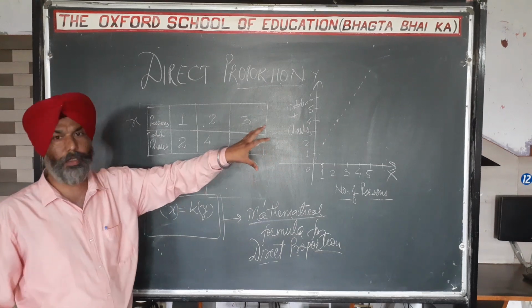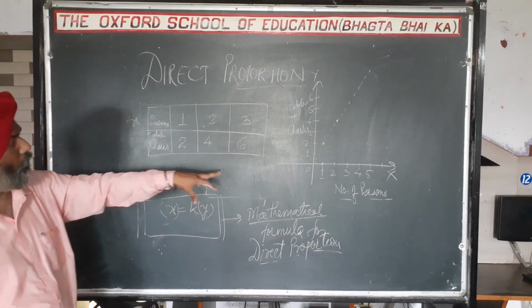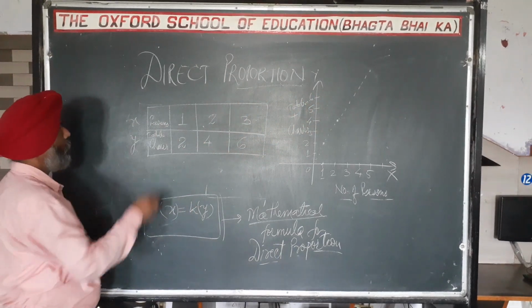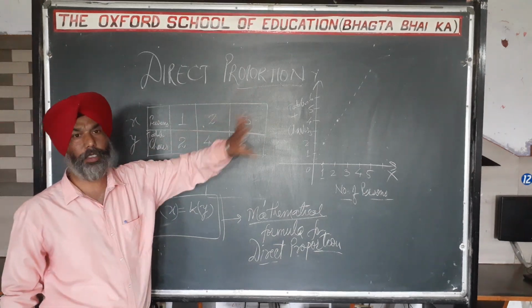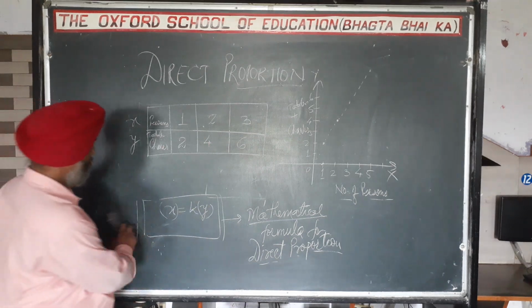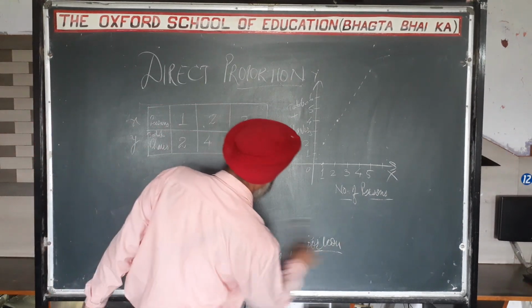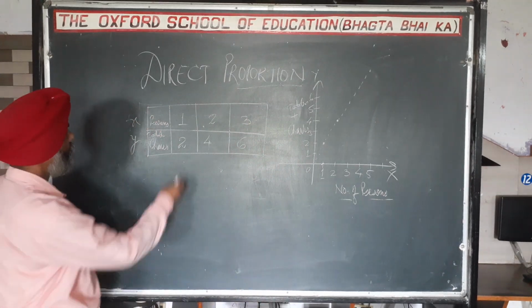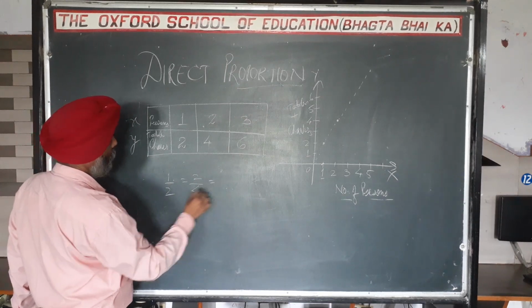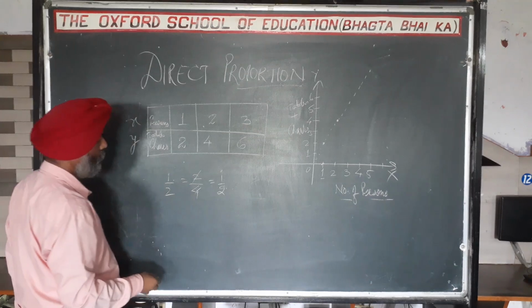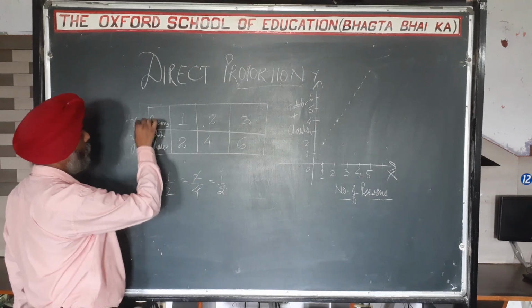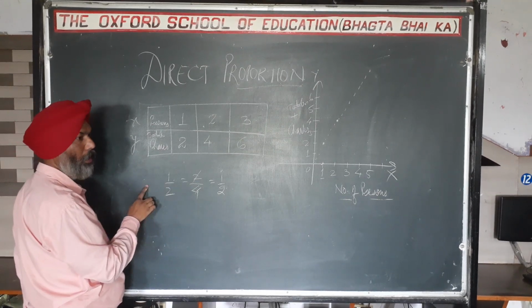So you can tell your kids like this also, students: when this type of graph comes, we say that these quantities x and y are directly proportional to each other. They are related in a direct proportional manner. I want to check this for the same example: 1/2 equals 2/4. When we cancel them, both ratios again come out equal. So they are in proportion and the quantities are related directly, so we get direct proportion.